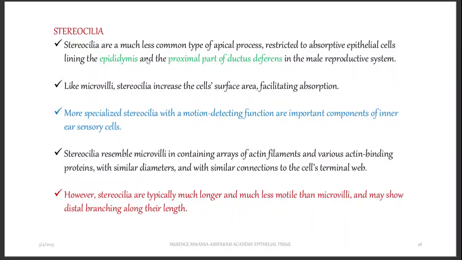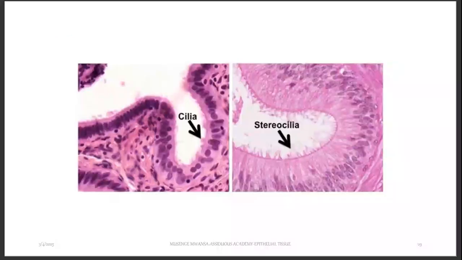Stereocilia are a less common type of these processes found on top of epithelial cells, and they are restricted to absorptive epithelial cells, those that are involved in absorption. Stereocilia are specifically found in the epididymis and the vas deferens. You need to take note of these two organs where stereocilia are found. So you can see stereocilia are a bit long, and then cilia are a bit shorter.